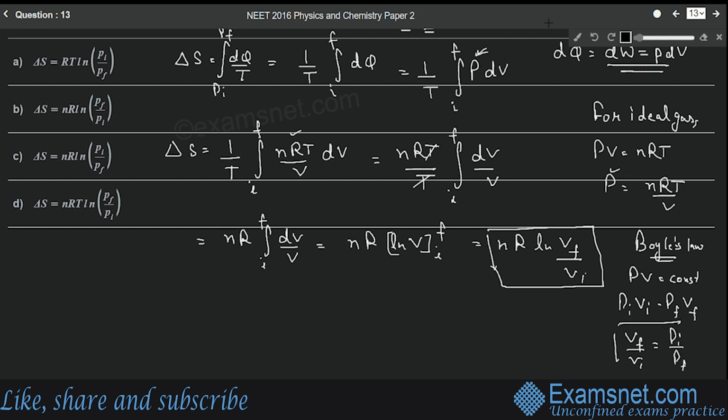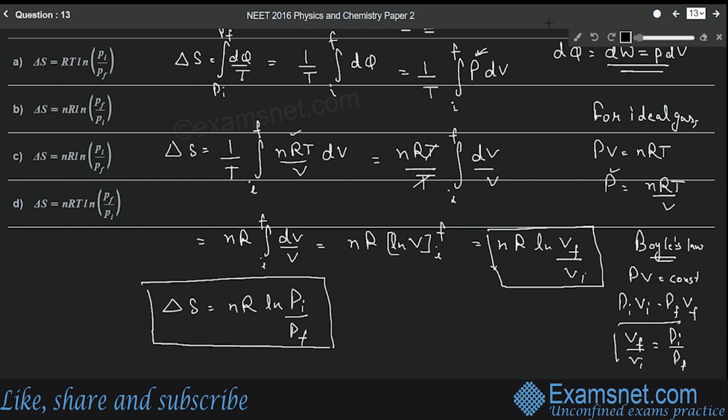So we can put this value here. So it will become delta S equals nR ln P initial upon P final. Got it? So this will be the correct relation. Let's match it from the options. In option number C, we have delta S equals nR ln P initial upon P final. That means option C will be the correct answer.